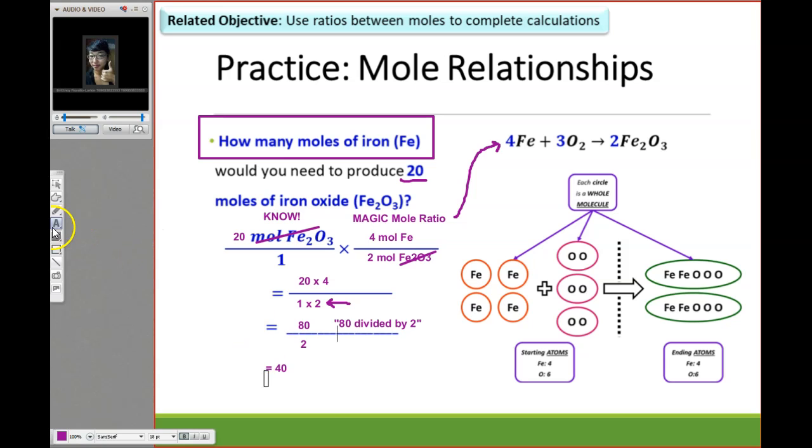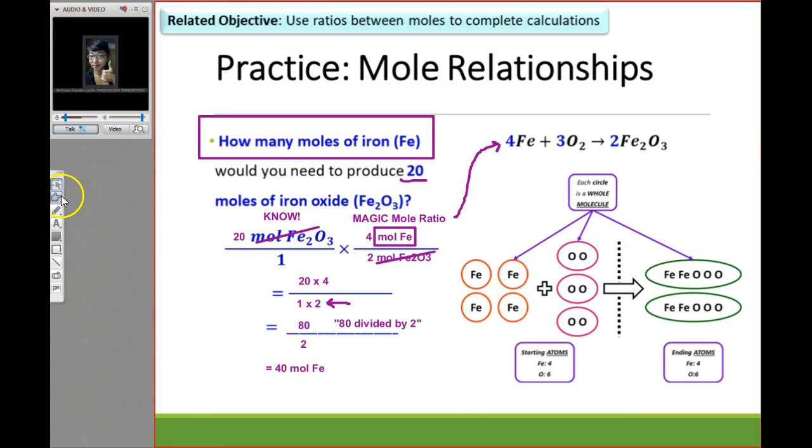And take a look, what units did I have left over? I crossed out a bunch of units, but what units did we end up keeping? Go ahead, tell me in the chat box. What were we solving for? We set this up so that we solved for moles of iron. Remember, we never actually canceled out moles of iron, and so our unit right here should be moles of iron. Great job, everybody.